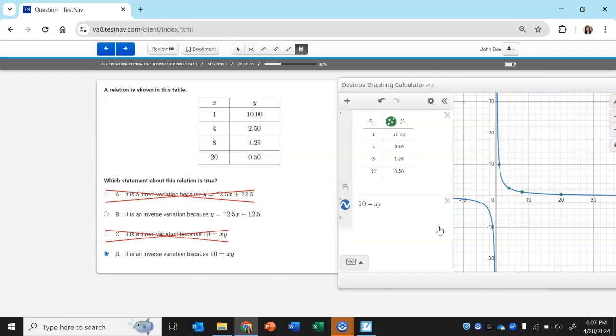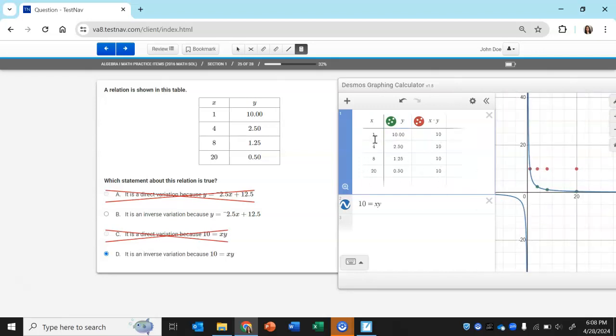The reason I picked inverse was because once I plotted it, I could see the shape of the graph, so it shows inverse. And then x times y is always going to be the constant 10. For example, x times y, I'm just going to take off this little one here, I don't really need it. X times y is constantly 10. Like 1 times 10, 4 times 2.5, and so on. It keeps getting 10. All right, next question.